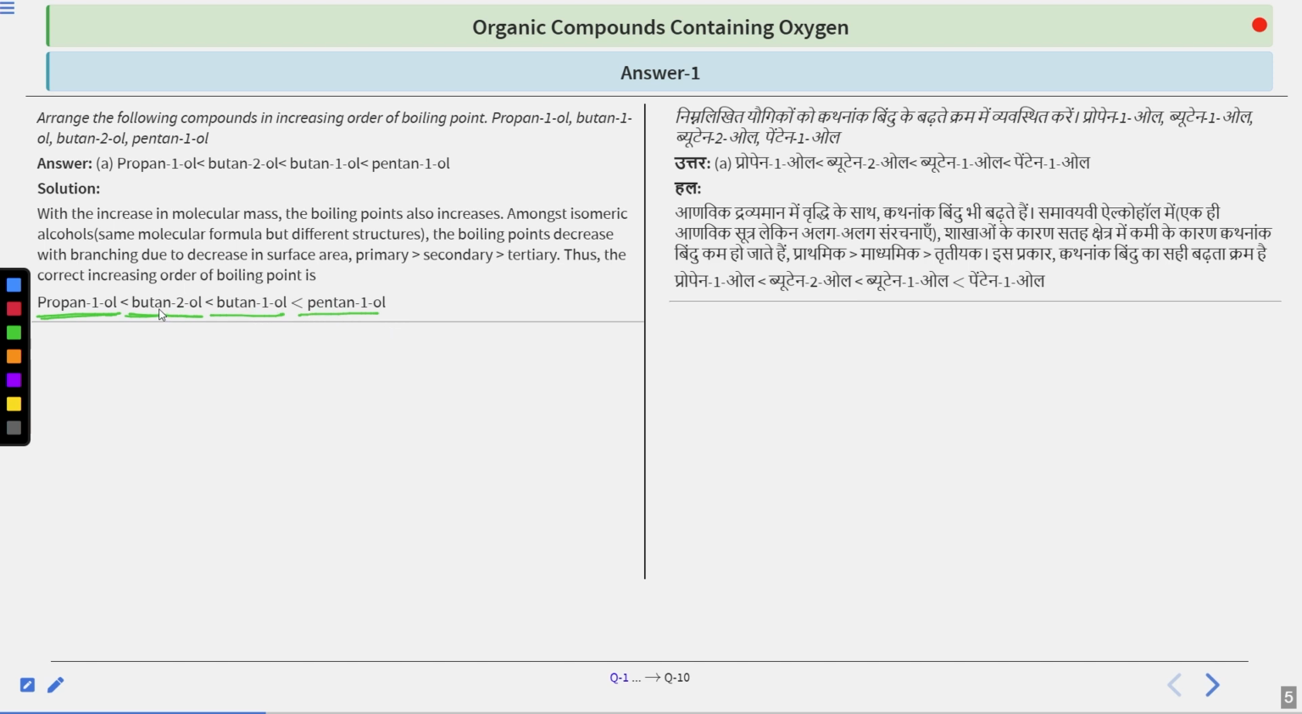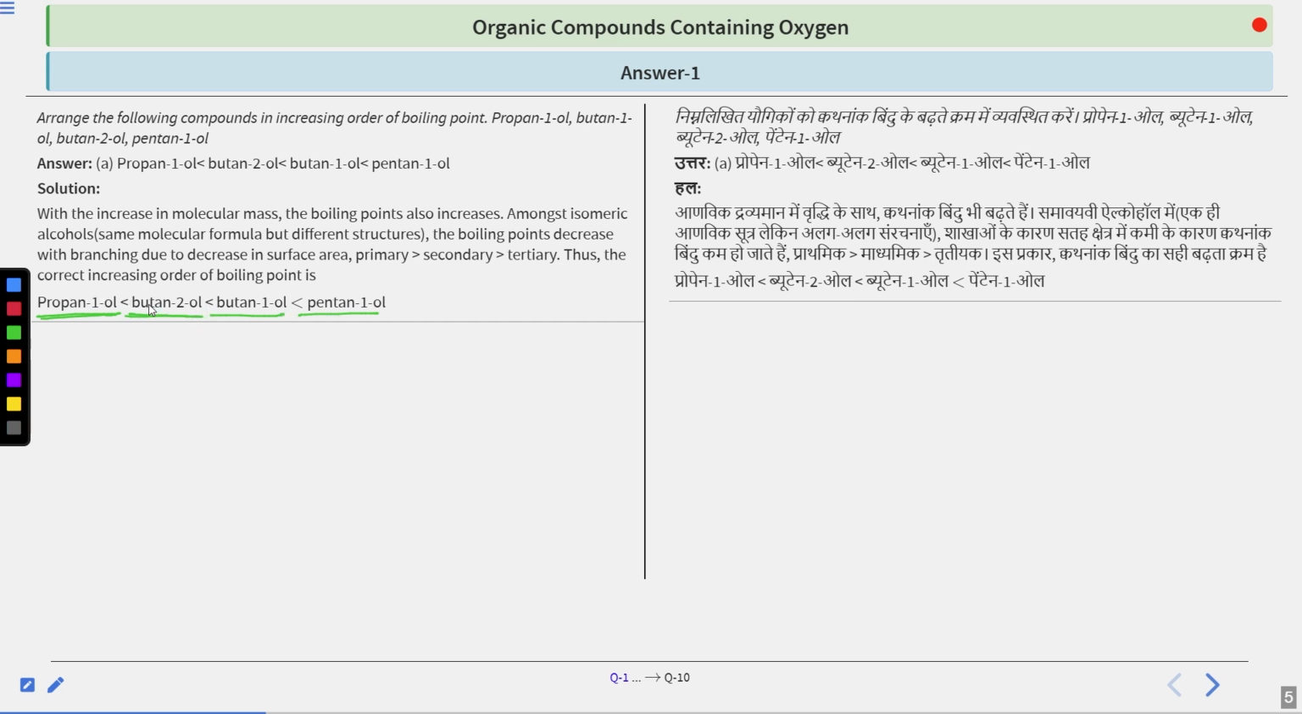Between butane 2-ol and butane 1-ol, butane means 4 carbons in our single chain. In butane 2-ol, at the second position we have the hydroxyl group. So the position change of the hydroxyl group also affects this: at the second carbon the OH group is attached in butane 2-ol, which means you can consider that one branch is coming. That is why butane 1-ol has a higher boiling point than butane 2-ol.